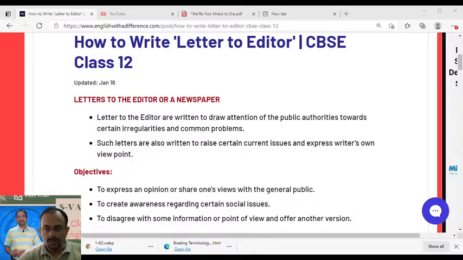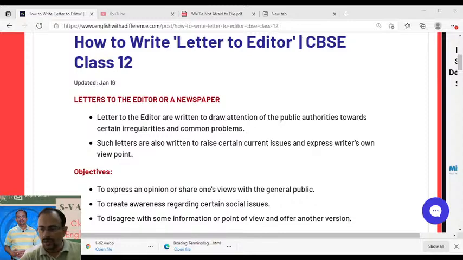Good afternoon, dear students. Today we are going to learn how to write a letter to the editor. We should study writing skill for a few days because a good percentage of marks is allotted to writing skill. So we shall study writing skill for almost a week and then we shall go back to the literature.